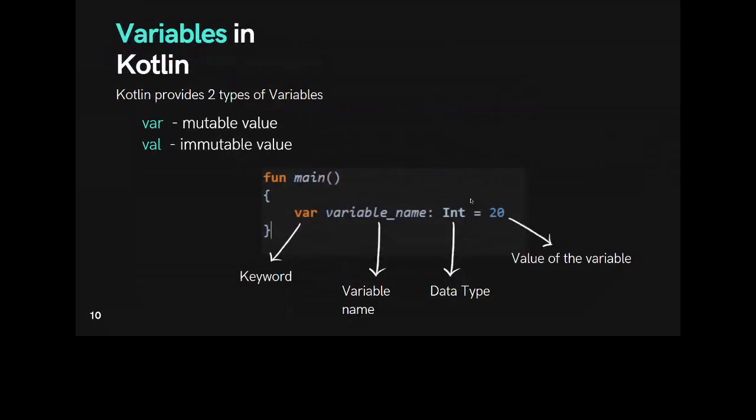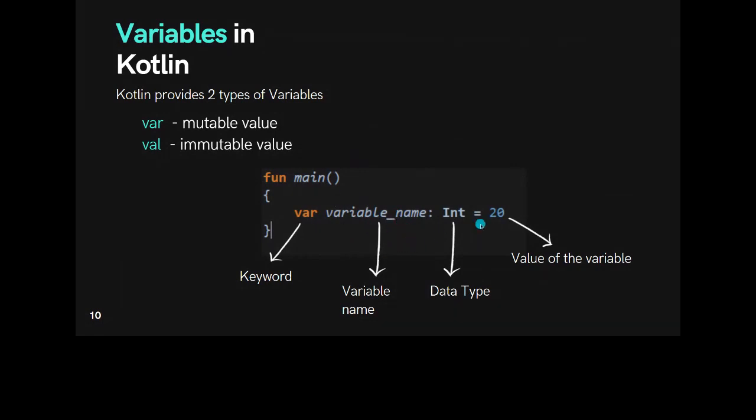So let us go into the variables in Kotlin. Kotlin provides two types of variables. One is var, which is mutable. That means var can take any value and it can change. Var is a mutable value, which means that you can change its value anytime you want. But val is not. When you use val, you cannot change the value. It's a permanent fixed value.